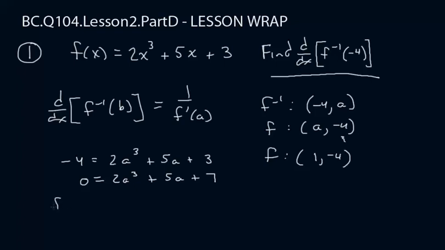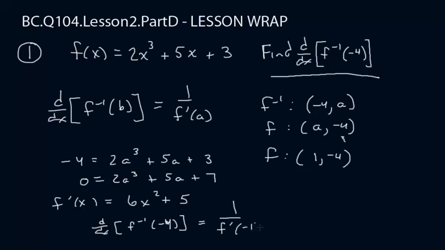And f prime of x equals 6x squared plus 5. And so the derivative with respect to x of the inverse function at -4 equals 1 over f prime at -1. I think I meant to say -1 over here, which is 1 over 6 times -1 squared plus 5, and that's going to be 1 over 11.